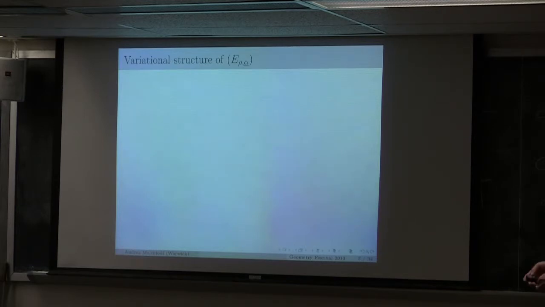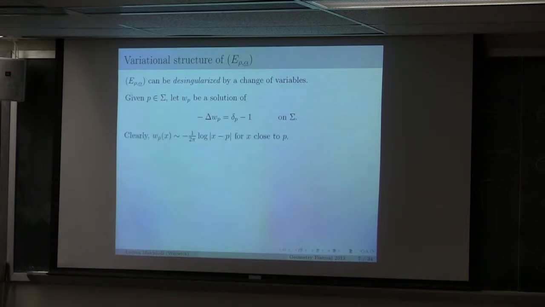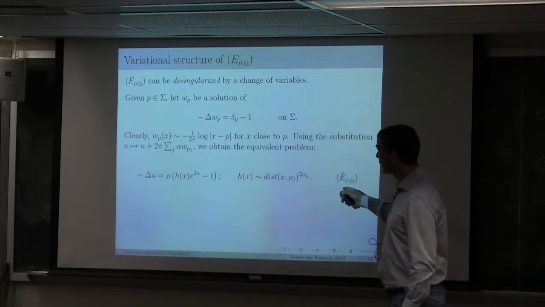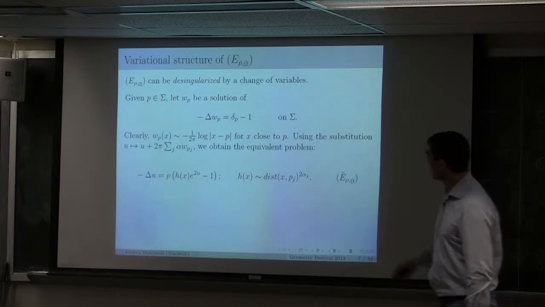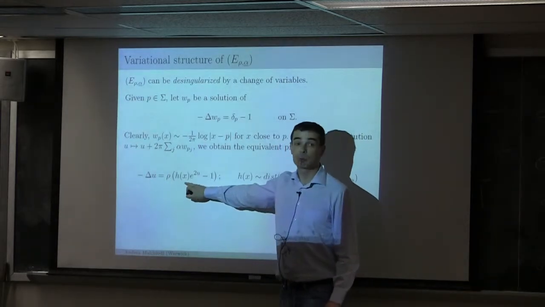All right, so this is a problem with a variational structure. You can desingularize the equation by a change of variables. First, you solve the Laplace equation equal to a Dirac delta, so you get the Green's function on the surface, which has a logarithmic singularity near the point. If you make a change of variables, the new equation is more regular, so the singularities are gone. But you get a weight in front of the exponential term.